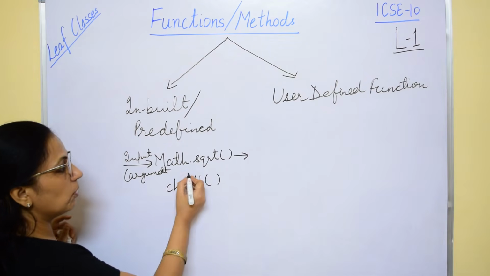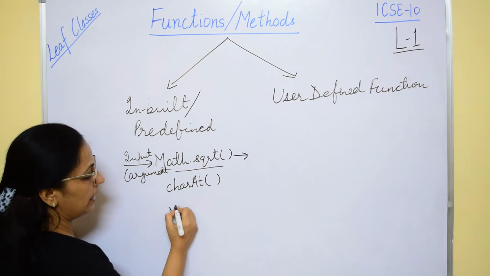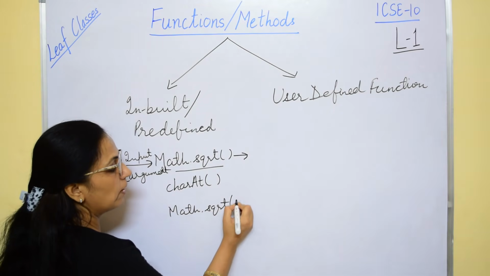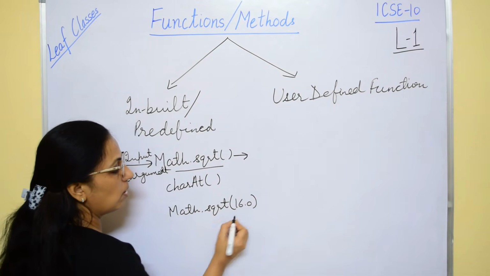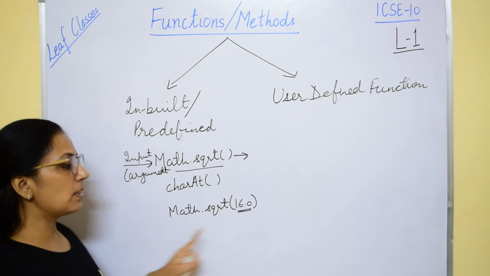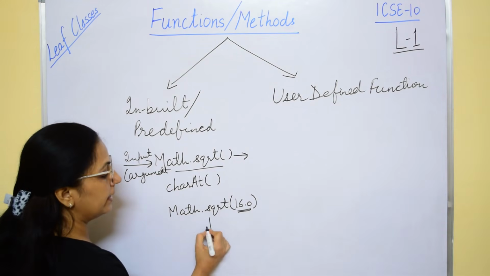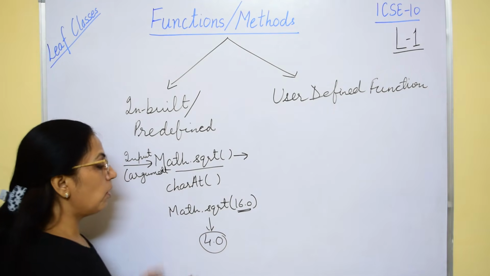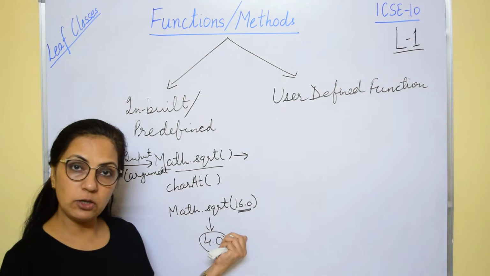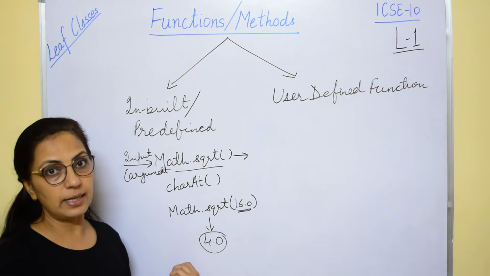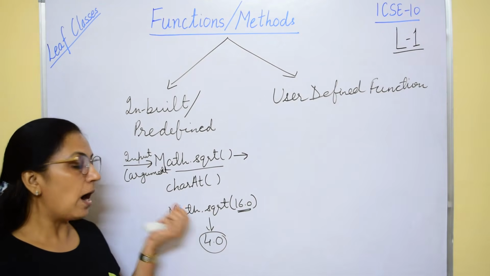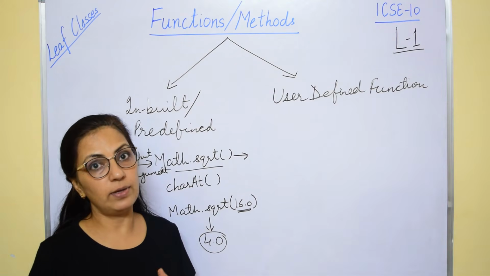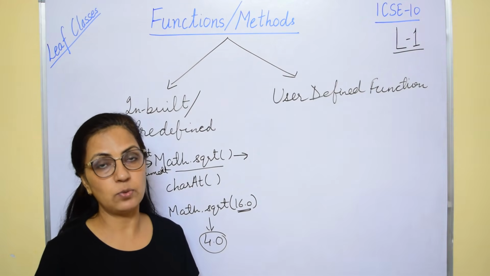Say if I want to use sqrt function, I write math.sqrt of 16.0. So 16.0 is the value, and what result is it giving me? It is giving me 4.0. So we are giving a value to it and it is giving us the output. Now how it is doing, what it is doing, that is written with the software in which we are working.